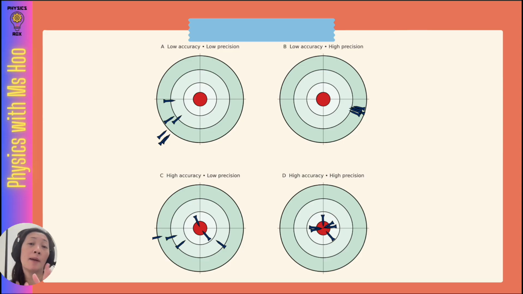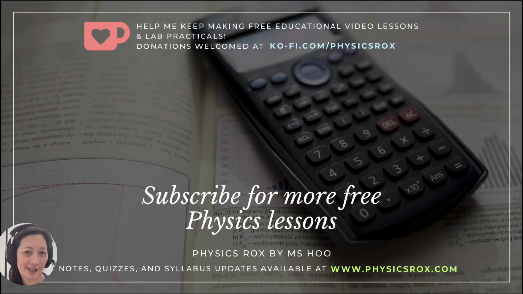So take this analogy and apply it to measurements. Accuracy is when the readings that we take are very close to the actual value. High precision is when the readings we take are very close to one another. So low accuracy is when the readings are not near the true or actual value, and low precision is when the readings are too spread out from one another, meaning that the range is very large. And that's it for this video lesson.